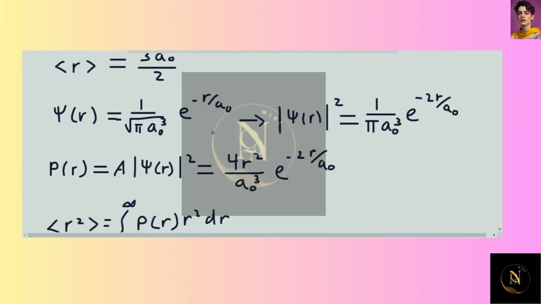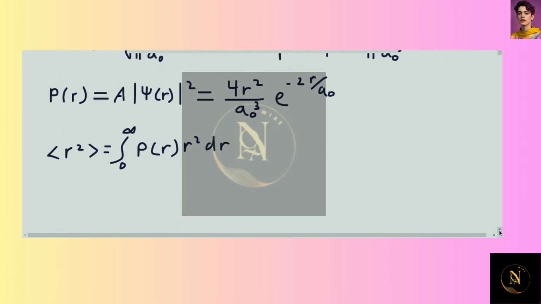So we're going to use the wave equation, because the probability density is equal to the area times the wave equation squared. The wave equation is equal to 1 over the square root of pi a naught cubed e to the minus r over a naught. So we just need to square that term. So this is 1 over pi a naught cubed e to the minus 2r over a naught. Then you multiply that squared term by the area, which is 4 pi r squared, and you get 4r squared over a naught to the third e to the minus 2r over a naught.